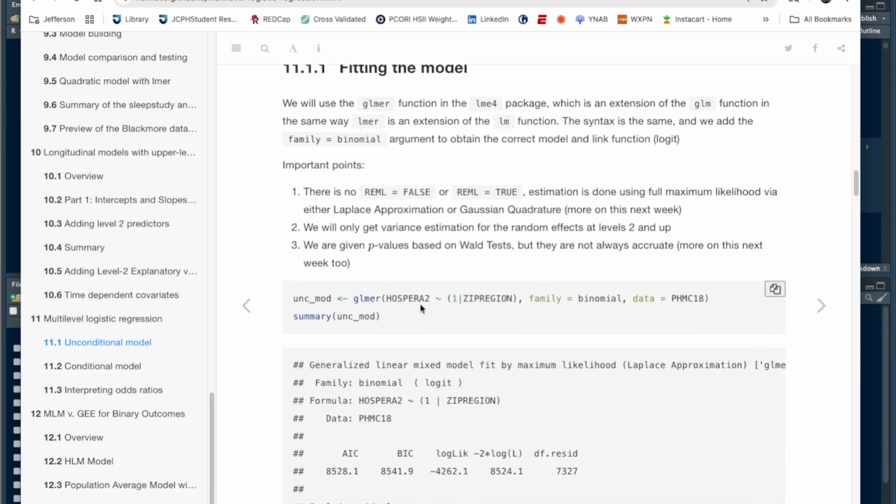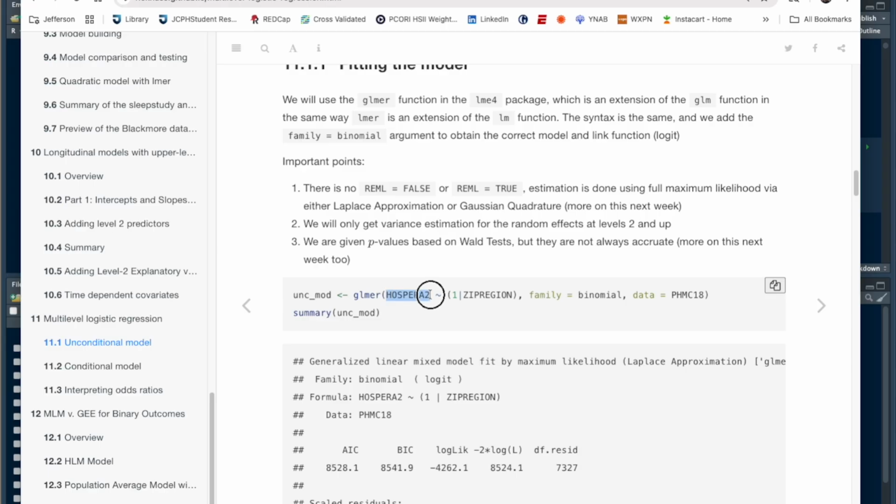If we look down here, we still do the outcome. In an unconditional model, we only have a random intercept, right? So no fixed effects. This is the same notation. We still call out a data set. And just as before, when you use GLM to fit ordinary logistic models, we use the family equals binomial argument.